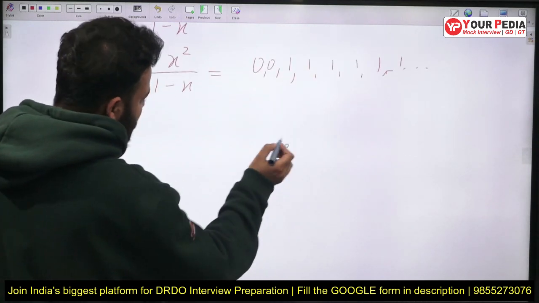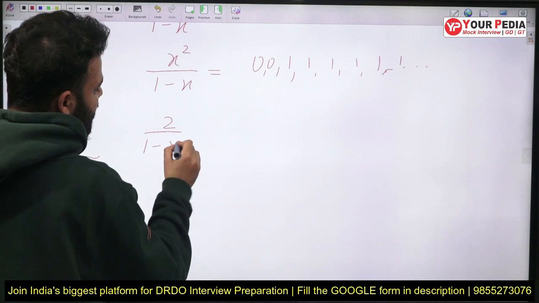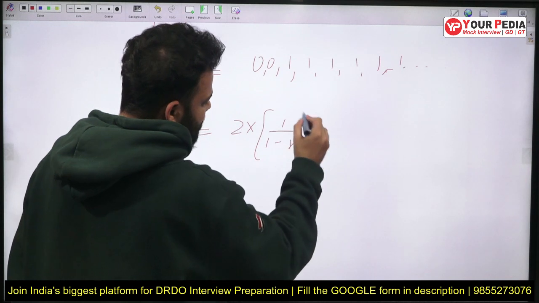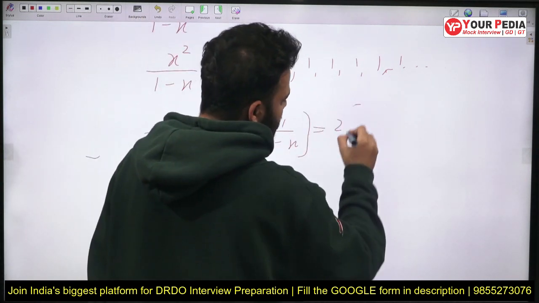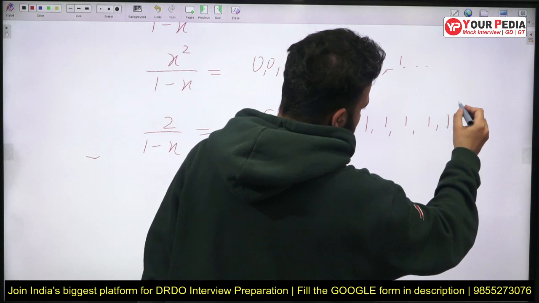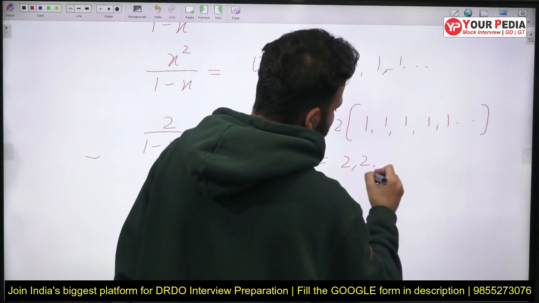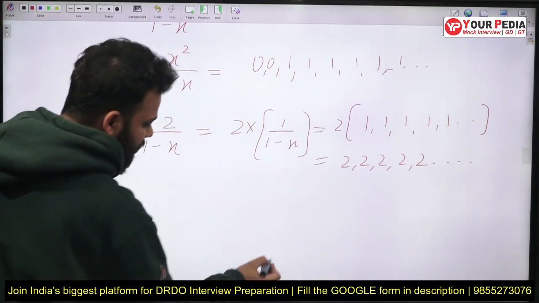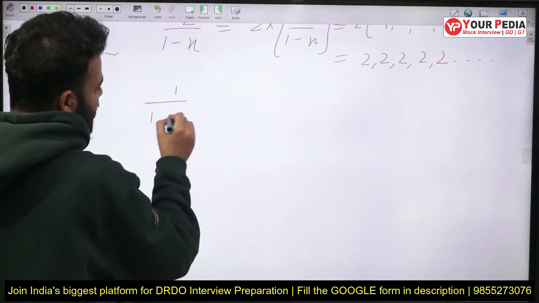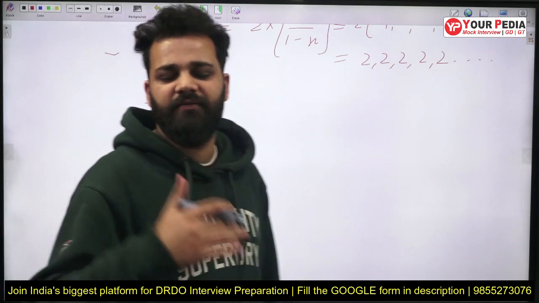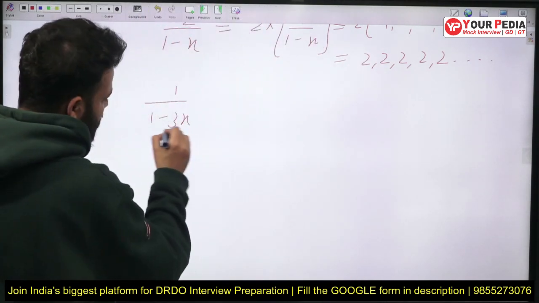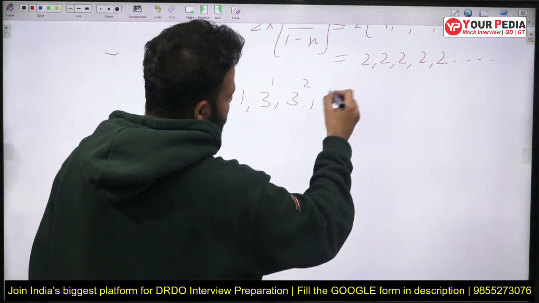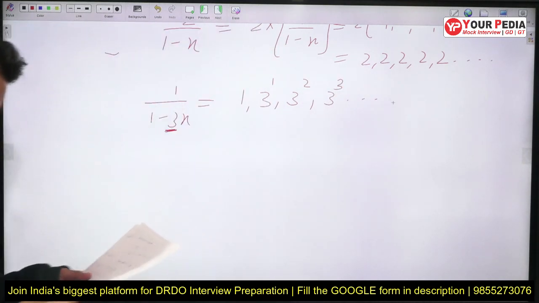Now let's say we will do 2 by 1 minus x. You can write it as 2 into the sequence of 1 1 1 1 1. So the sequence generated by this will be 2 2 2 2 2, and so on. Now let's say I do 1 by 1 minus 3x. It is nothing but 1 by 1 minus ax. So the sequence here will be 1, 3 raised to power 1, 3 raised to power 2, 3 raised to power 3, and so on. We have done this already, it is nothing new.